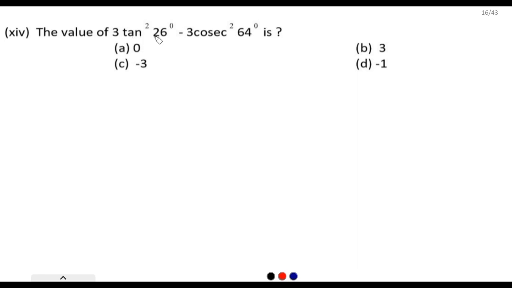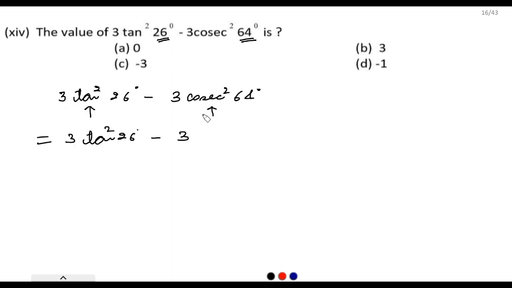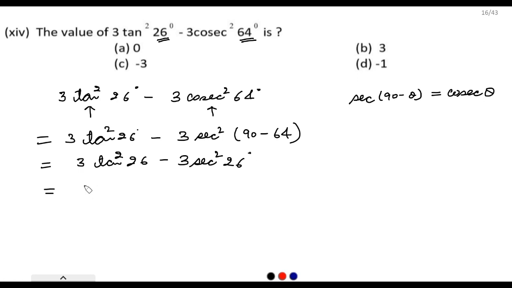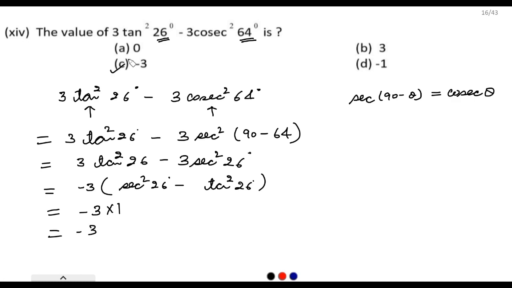Next, the value of 3 tan square 26 minus 3 cosec square 64 degree. Suppose we are converting cosec, then we can write this as sec square of 90 minus 64, because sec of 90 minus theta is equal to cosec theta. Sec square theta minus tan square theta is 1, which means the answer is minus 3. Option C is the right option for this question.